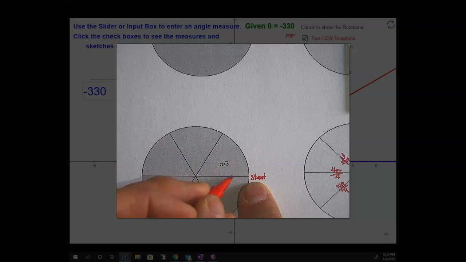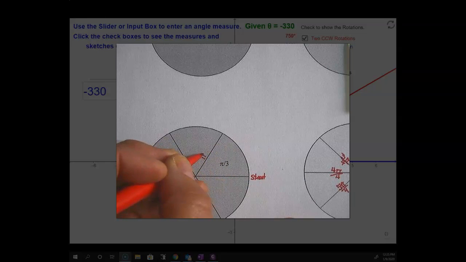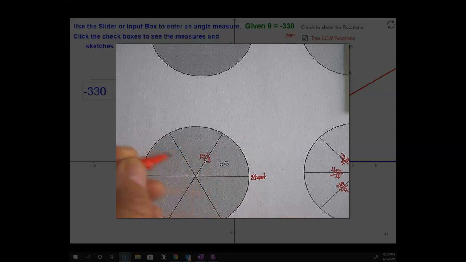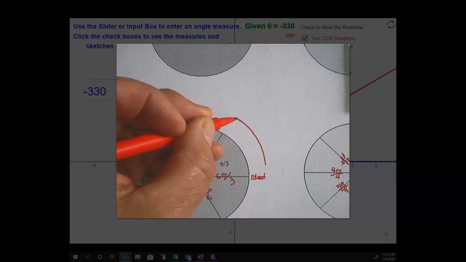So now, as we count, this first term would be pi over 3. Then this one would be 2 pi over 3. 3 pi over 3 is half the circle. 4 pi over 3, 5 pi over 3, and one time around the circle is 6 pi over 3. Remember, we're counting this direction.